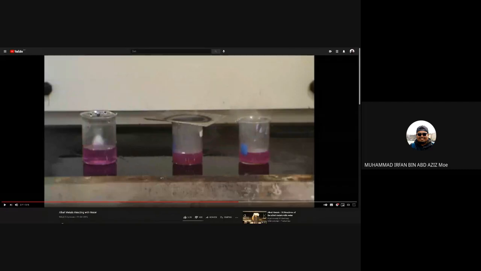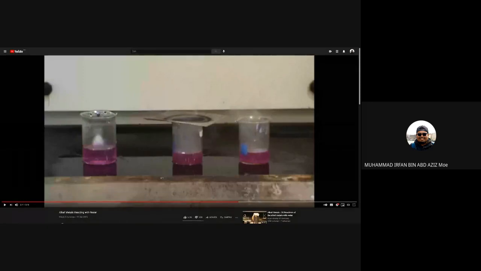Okay, try to relate it with our red cabbage juice experiment. It's not really natural because it uses another indicator. I mean, try to relate. It means that the pH is high, the pH changes. Therefore, it depends on the indicator that we use.